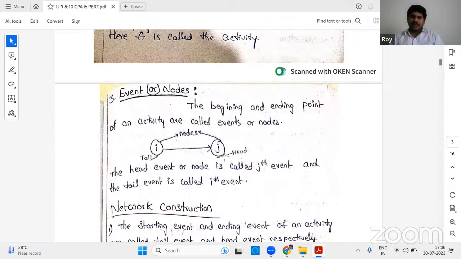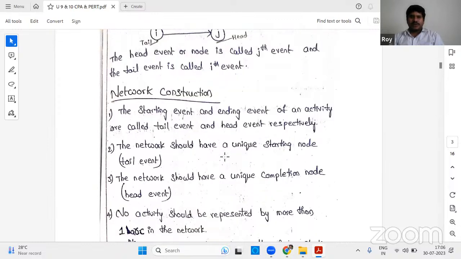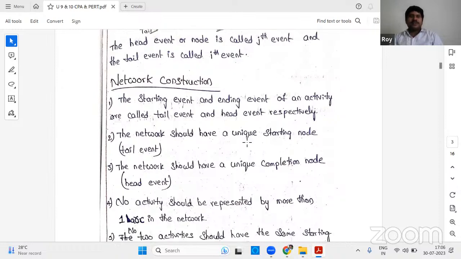I and J are the nodes. Events are the nodes. Now, how to construct a network? The starting event and ending event of an activity are called the tail event and head event. Already we discussed, the event should have a unique starting node. Starting node means that is the tail event.